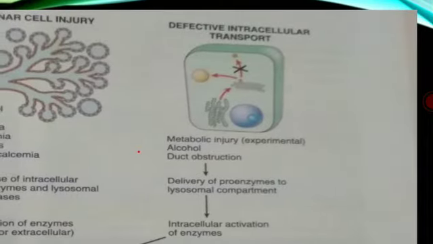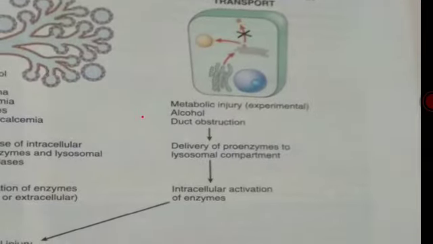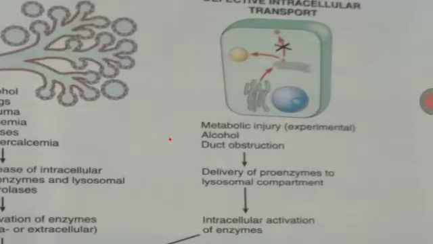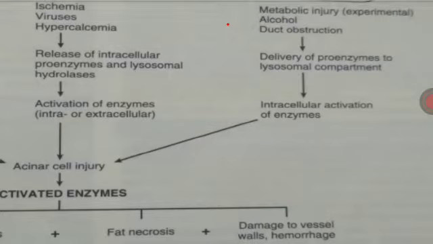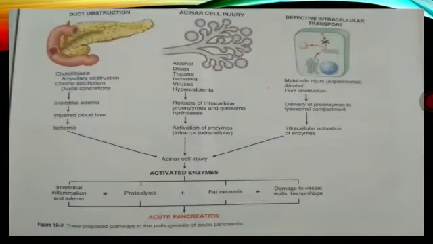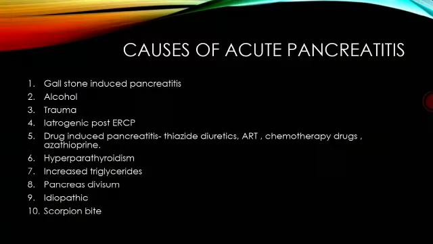Then defective intracellular transport. So metabolic injuries, alcohol, duct obstruction lead to delivery of proenzymes to the lysosomal compartment and intracellular activation of enzymes, which further leads to acinar cell injury. This acinar cell injury leads again to activated enzymes in the pancreas, which causes interstitial inflammation and edema, plus proteolysis, plus fat necrosis, plus damage to vessel walls and hemorrhage. This all leads to acute pancreatitis.